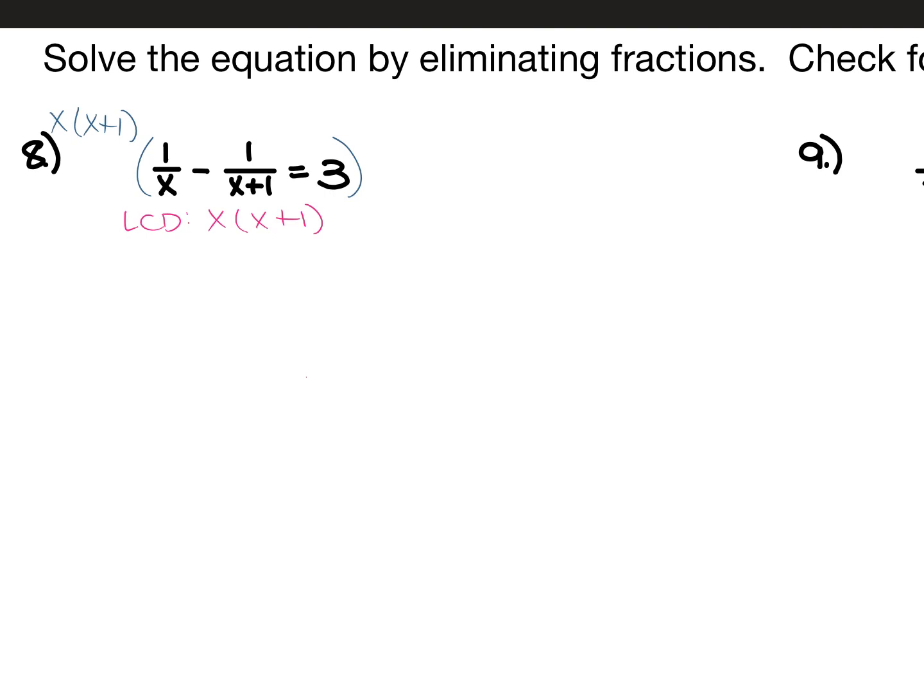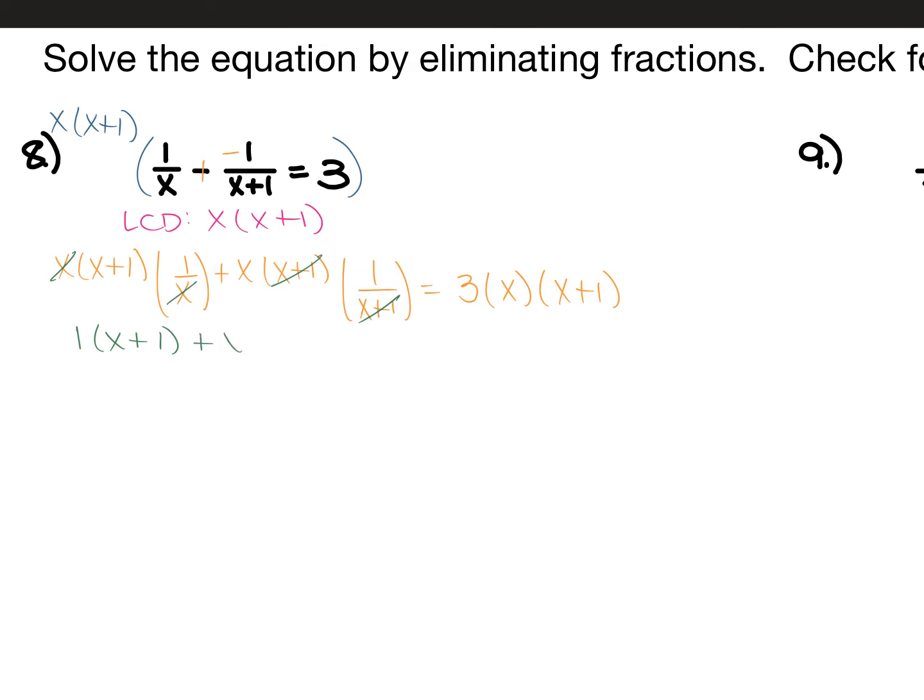So that means that we are going to have x times x plus 1 times 1 over x. I'm going to move that negative up to the 1 so that I have a positive x times x plus 1 times 1 over x plus 1 is equal to 3 times x plus 1. So canceling out our like terms, the x's cancel out, the x plus 1 cancels out. You're just going to do 1 times x plus 1 plus x times negative 1, because this one was negative.